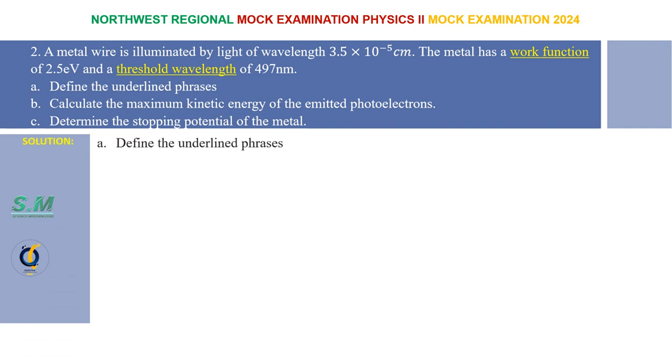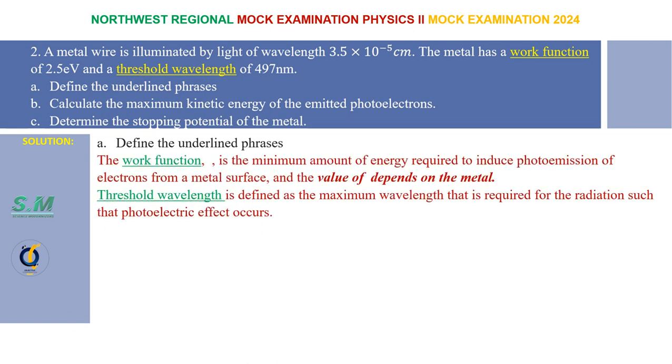So we start by defining the underlying phrases. So the first is the work function. The work function is the minimum amount of energy required to induce photo emission of electrons from a metal surface, and the value depends on the metal. If you have any difficulty, I'm going to drop the link to photoelectric effects on this same channel, which you can view to enlighten your understanding on this particular topic.